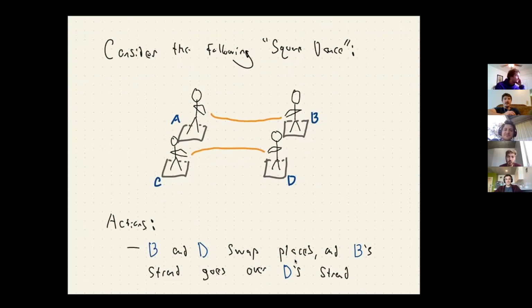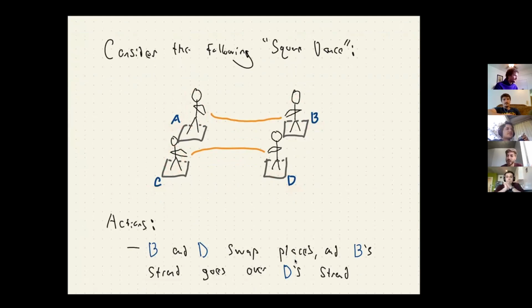All right, so consider the following scenario. We've got four people standing on the floor, and they're all holding a strand of a rope. There's a rope between the person in position A and the person in position B, and likewise between the person in position C and position D. Note that I'm not labeling the people with A, B, C, D. Rather, I'm labeling the positions that they're standing in.